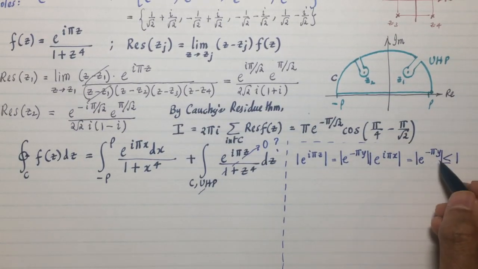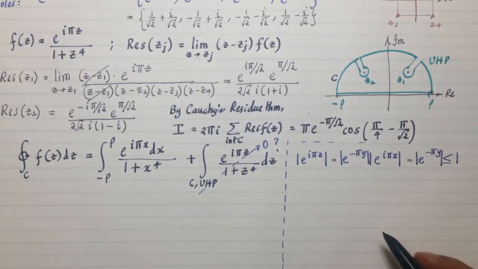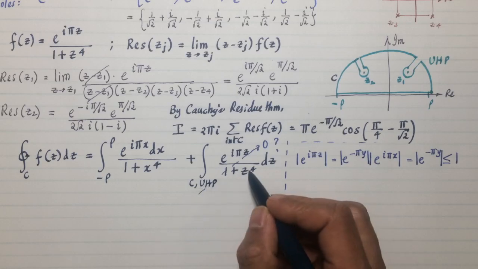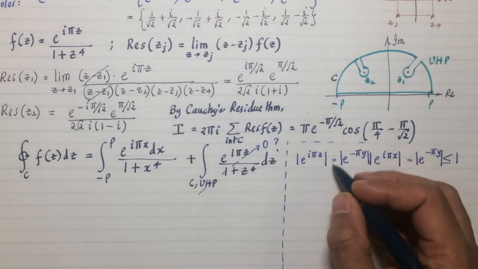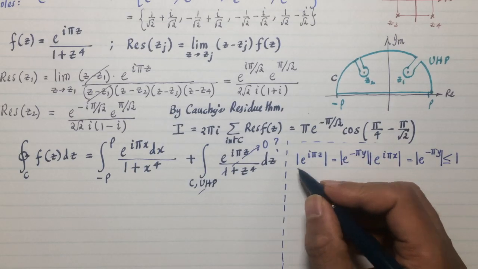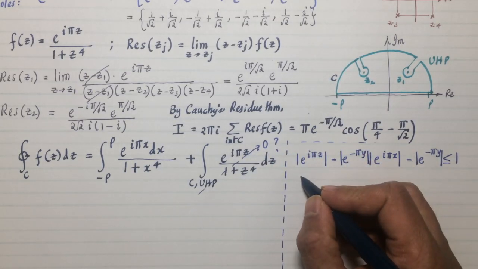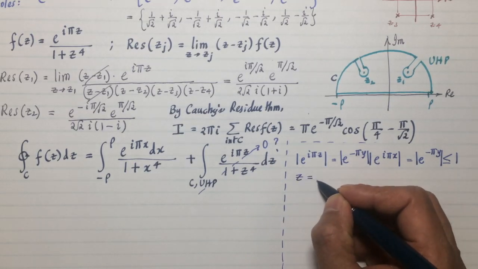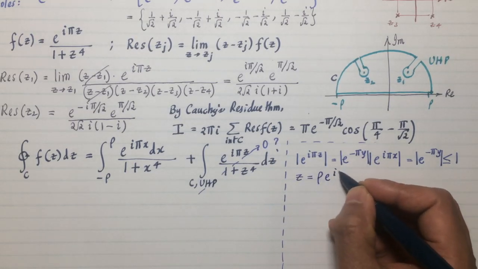Because y is always bigger than 0 in the upper half plane. Now what we're going to do is evaluate the contour. So evaluate this term. So what I'll do is I'll parameterize the contour. The parameterization is z equals rho e to the i theta.